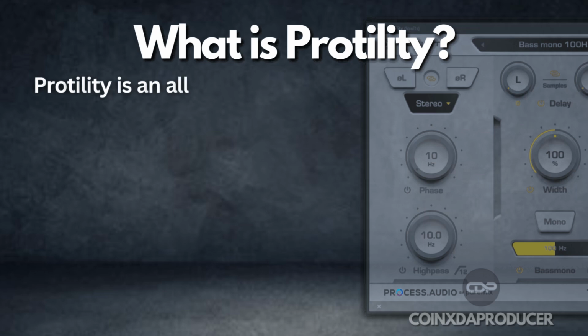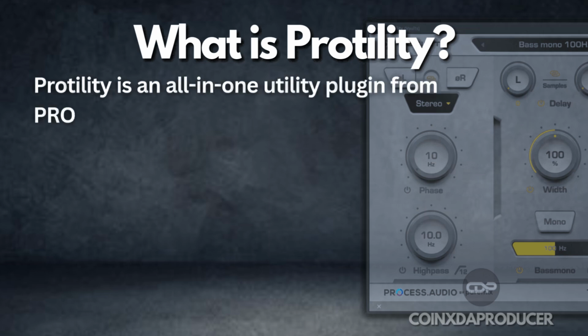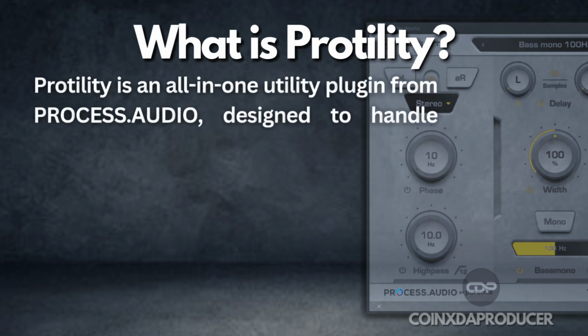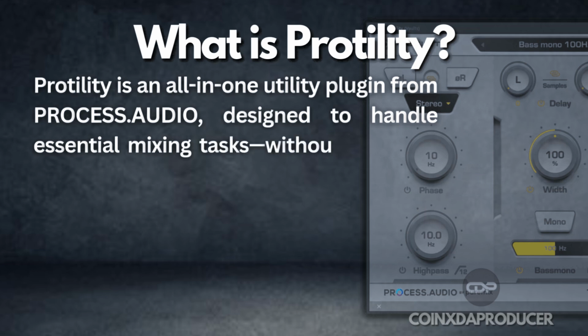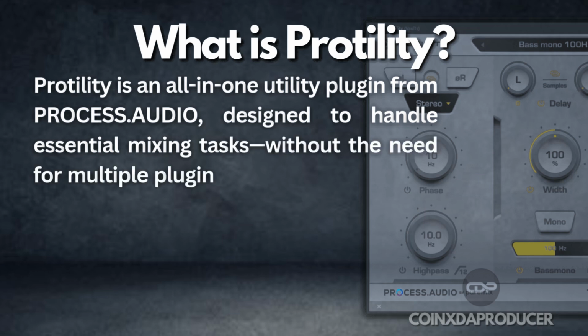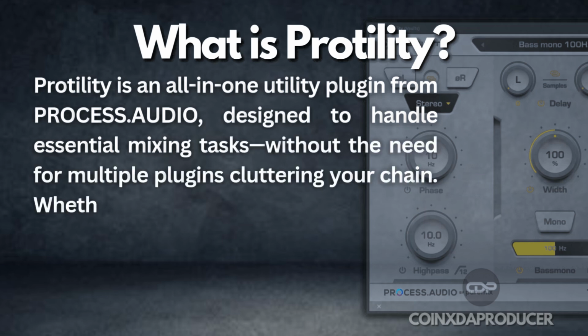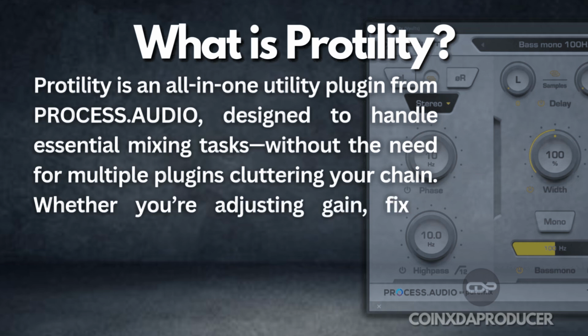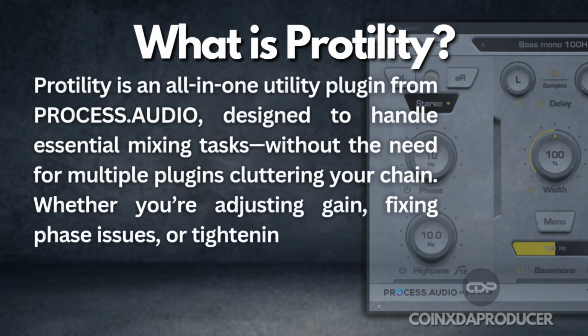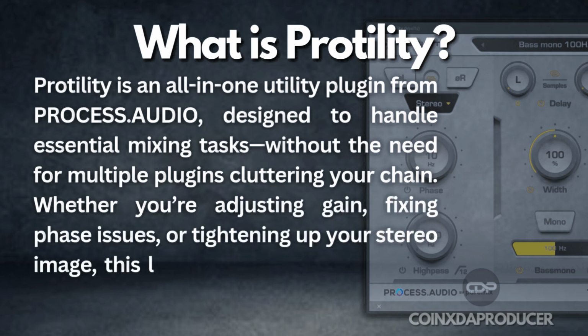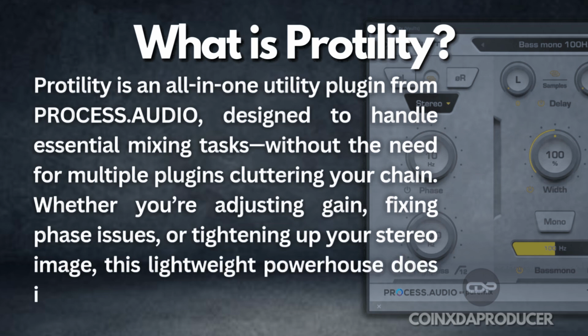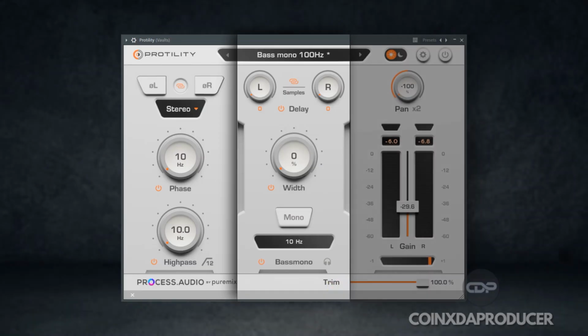Protility is an all-in-one utility plugin from Process.audio designed to handle essential mixing tasks without the need for multiple plugins cluttering your chain. Whether you are adjusting gain, fixing phase issues, or tightening up your stereo image, this lightweight powerhouse does it all. So let's go through the features this plugin came with.